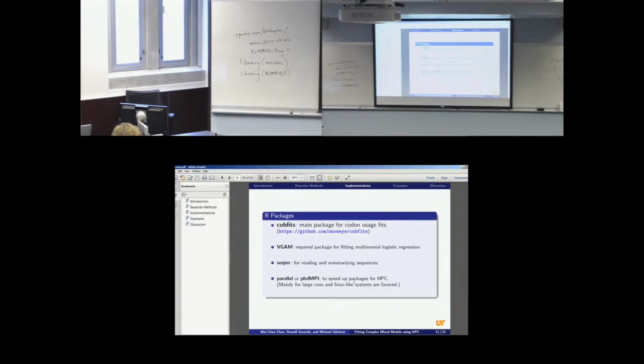There's an R package called CUBfits. It's still in development, and you can get it from GitHub. This package depends on VGAM, the vector generalized additive model. This can give you the multinomial logistic regression. So based on this, you can get the fit for not just binary logistic regression. You can have 6 codon, 4 codon, and it gives you the parameter estimation. And I use seqinr to read in the FASTA format. And I use parallel and pbdMPI to parallelize the code.